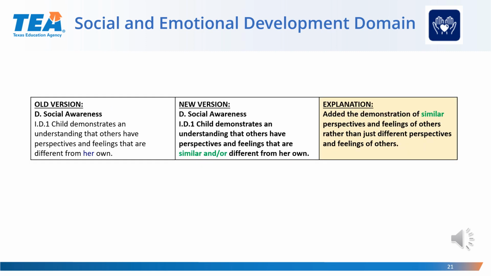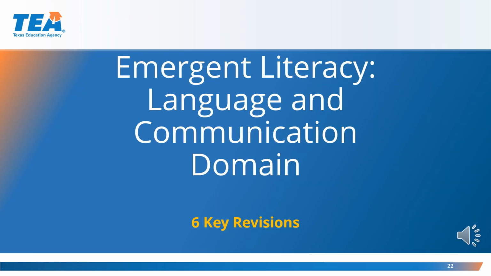Here is the revision to the skill section, social awareness. 1D1 includes the addition of being able to demonstrate similar perspectives and feelings of others rather than just different perspectives of others. The Emergent Literacy, Language, and Communication domain has 6 key outcome revisions.